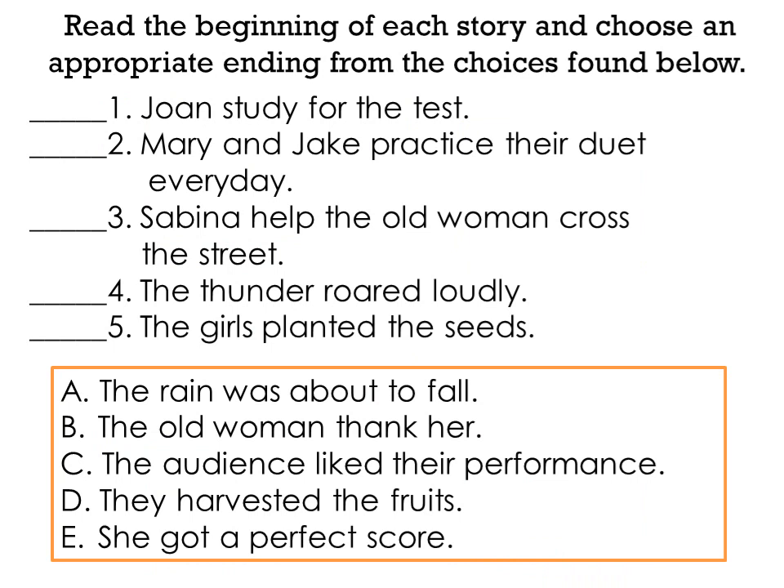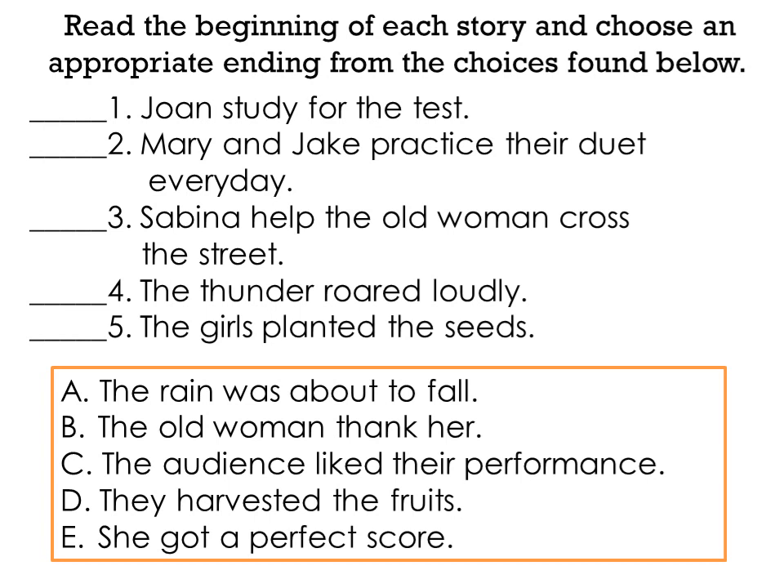So now, we need to read the beginning of each story and choose an appropriate ending from the choices found below. So, the choices are inside the box. You just need to write the letter of the correct answer. Answers only. So, you just have to write 1, 2, 3, 4, 5, and then choose the letter of the correct ending based on that statement. So, number 1, Joanne studied for the test. So, what do you think will be the ending of that story?